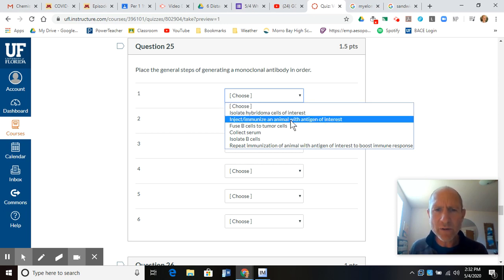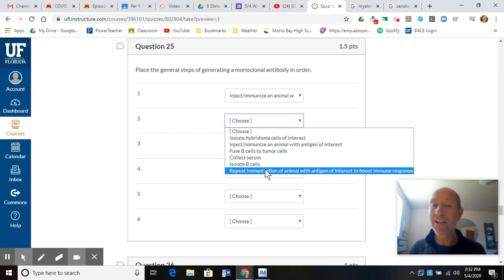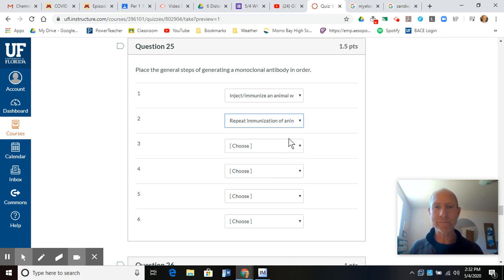First, you're going to want to inject an animal with the antigen that you want the antibodies to be against. So that's what you do first. And this question's kind of weird. We're going to repeat. We're going to inject that sucker again. So wait a couple weeks, do it together. It's like a booster shot. You ever had a booster shot for immunization? That's what it's all about, booster shot.